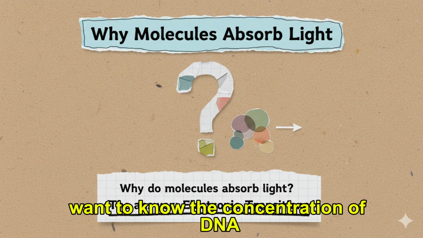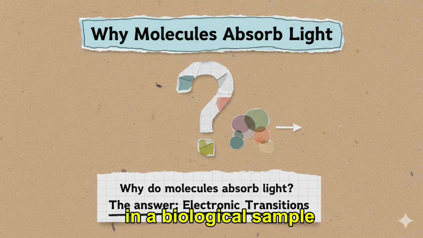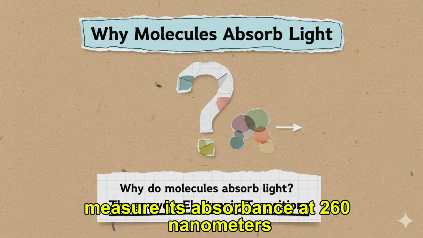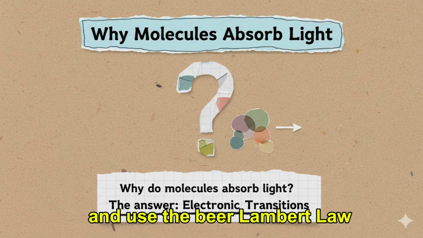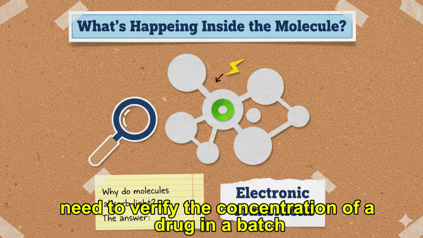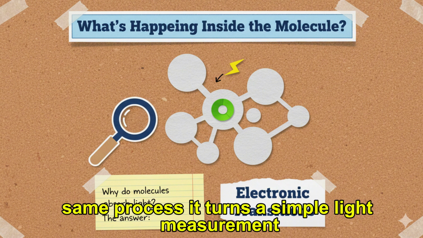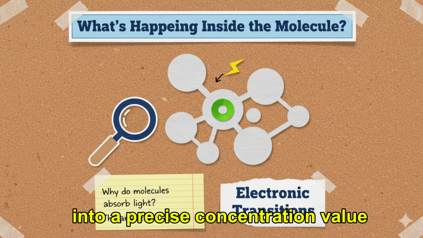Want to know the concentration of DNA in a biological sample? Measure its absorbance at 260 nanometers and use the Beer-Lambert Law. Need to verify the concentration of a drug in a batch? Same process. It turns a simple light measurement into a precise concentration value.